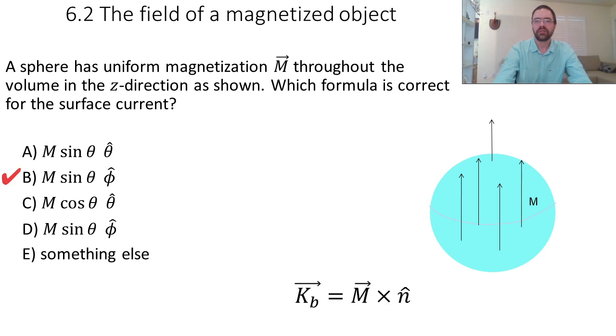All right, if you answered B, you're correct. First, you find the direction that is perpendicular to M and perpendicular to n hat, and it is phi hat. Then the cross product is M cross n hat. So magnitude of M times magnitude of n hat, which is 1, times the sine of the angle between M and n hat. This angle is theta, the polar angle in spherical coordinates. So M sine theta along phi hat.